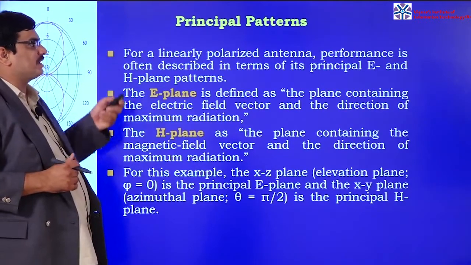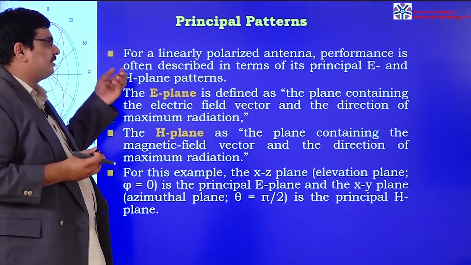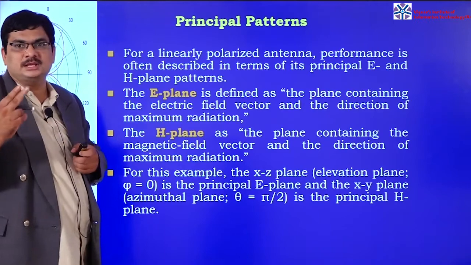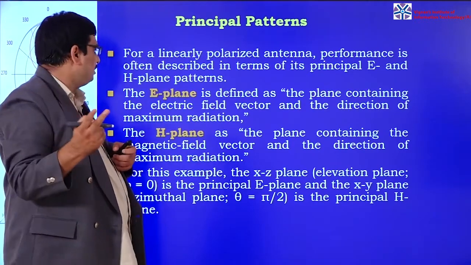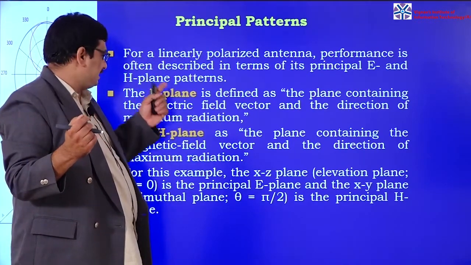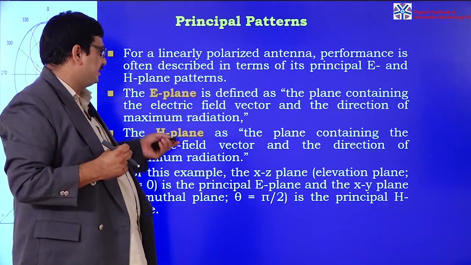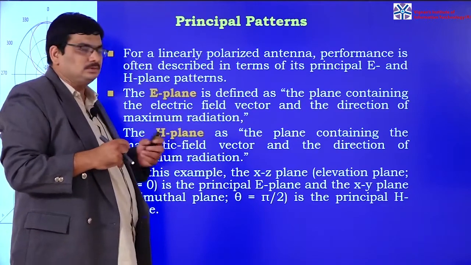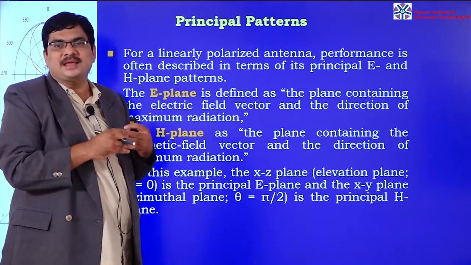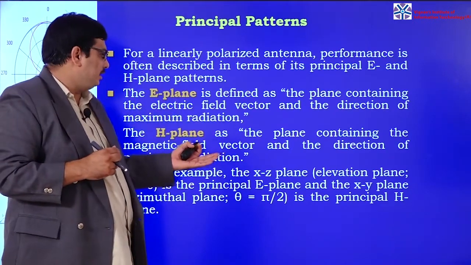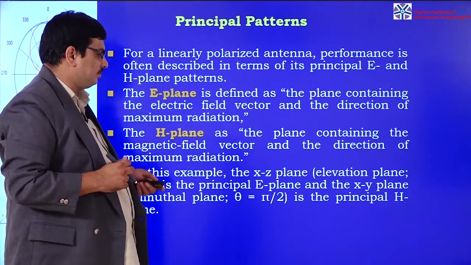So for a linear polarized antenna, the performance is often described in terms of two planes: the E plane and the H plane. The E plane is the plane containing the electric field vector and the direction of maximum radiation, and the H plane is the plane containing the magnetic field and the direction of maximum radiation.